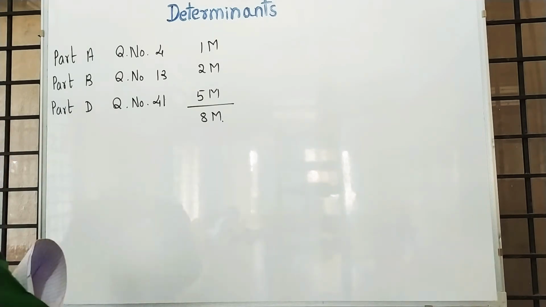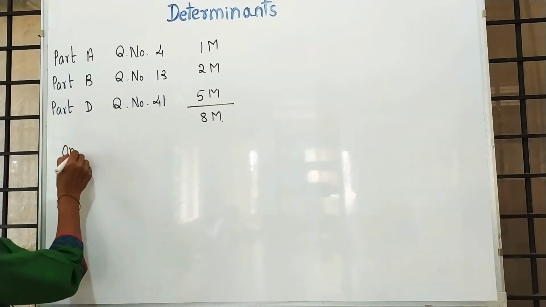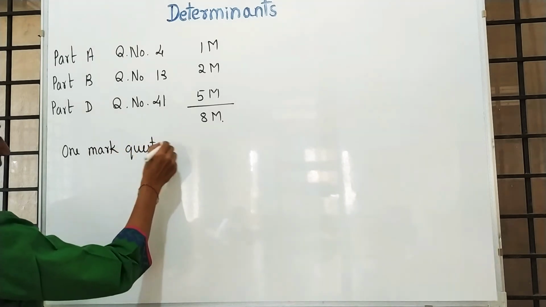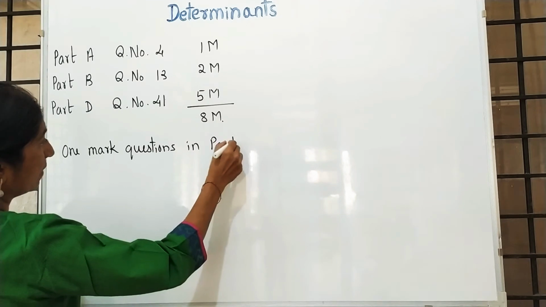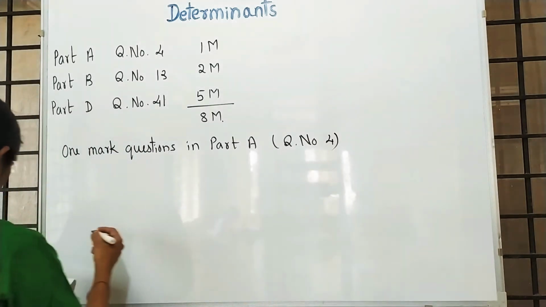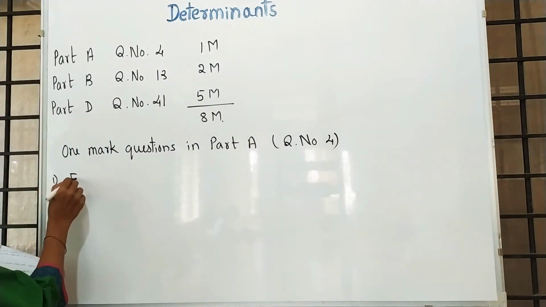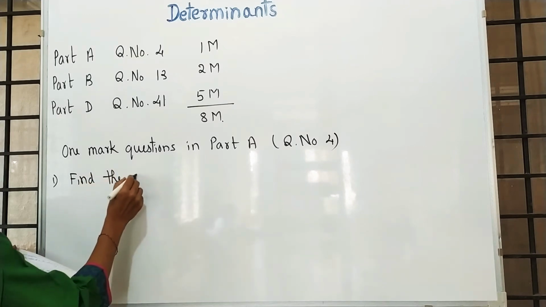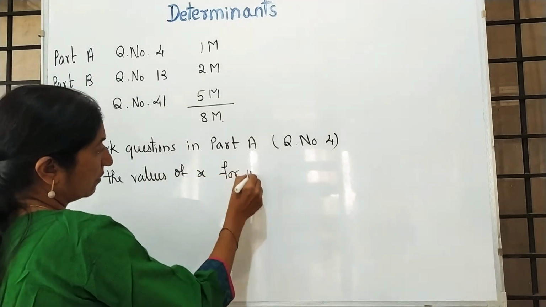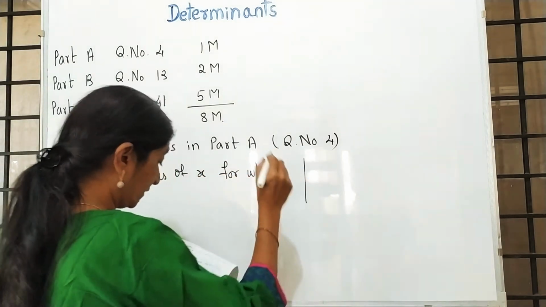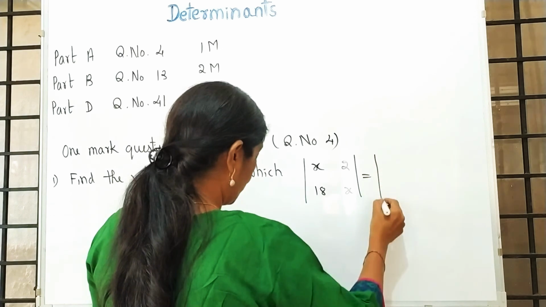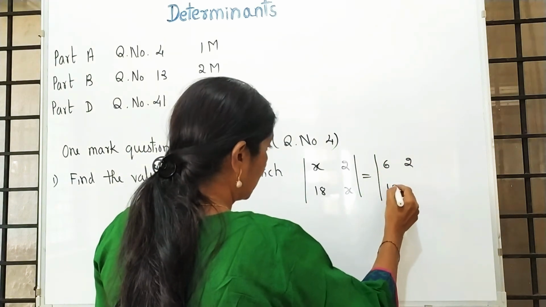First I will give 1 mark questions. In part A, that is at question number 4. See the first one. Find the values of x for which the determinant x, 18; x is equal to the determinant 6, 18; 6.